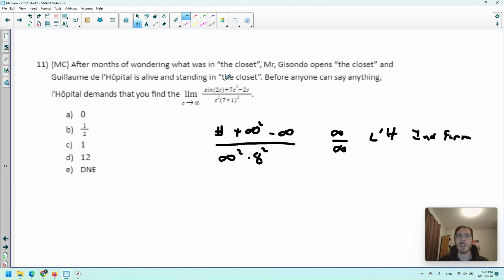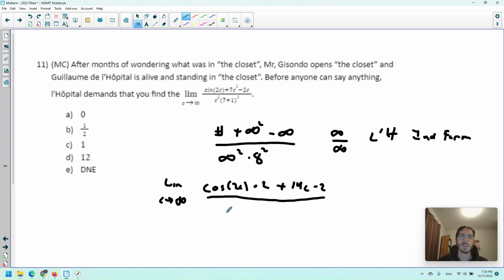So let's take the derivative of the top. Derivative of the top is going to be derivative of sine is cosine of 2c. We're still doing the limit as c approaches infinity. Times 2, because we have to do the chain rule with the 2c inside. 7c squared would be 14c. 2c would be down to minus 2. Then we would get c squared. Remember, this is just 64. So we'll write that as 64 times c times 2, 128c.